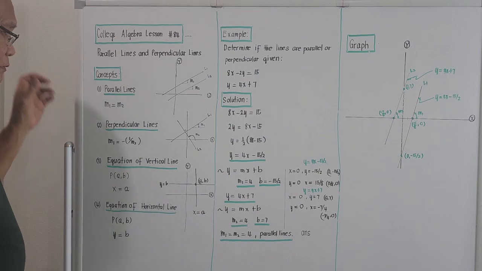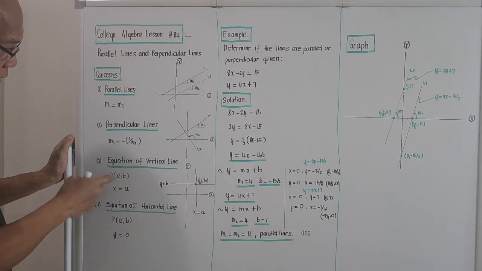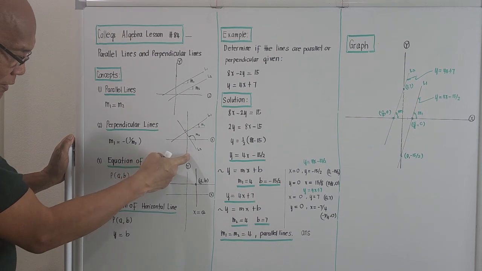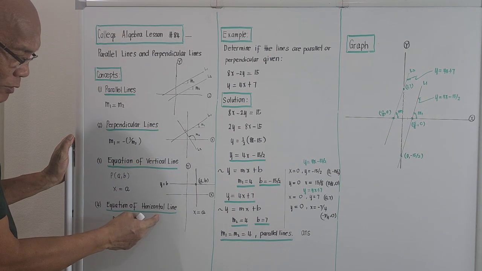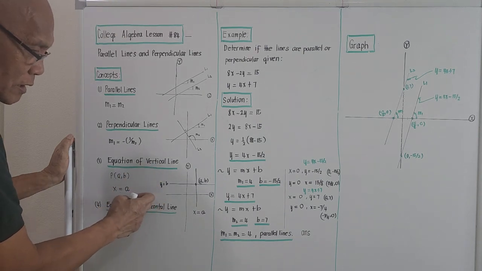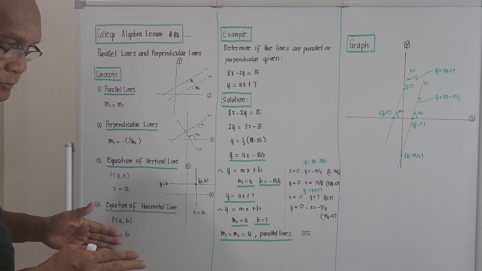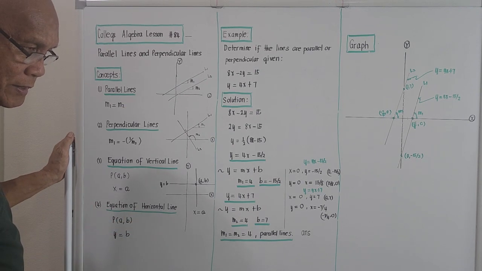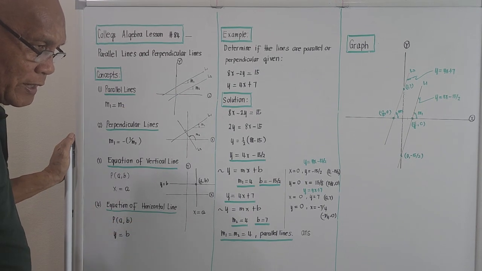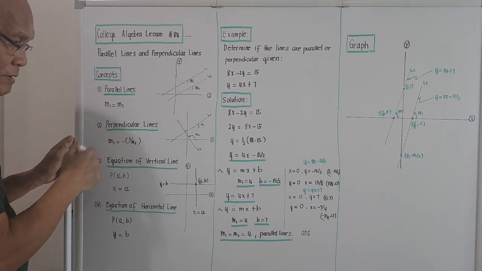There are four concepts in the study of lesson 84. I added the equation of a vertical line and the equation of a horizontal line. Vertical and horizontal lines are special cases, but at least we know how to get their equations. But before that, we'll discuss parallel lines.